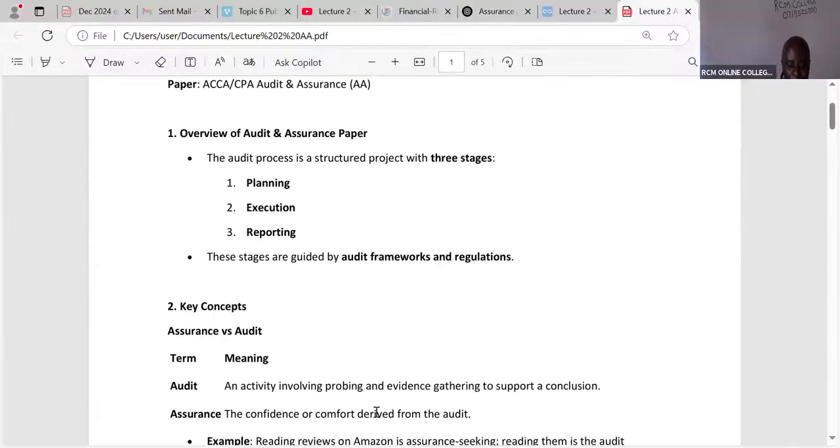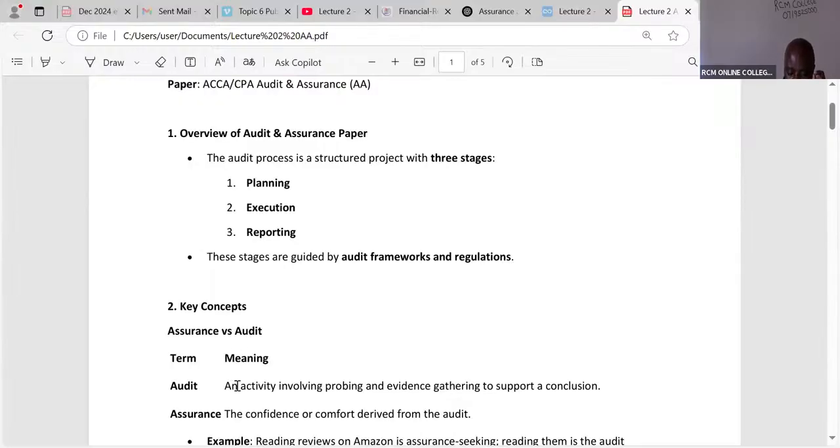When we talk of assurance versus audit, not many students, ladies and gentlemen, are able to differentiate between these two terms. Not many. I normally struggle with these two terms, even when I'm explaining them to my employees in my office, because there we train people from first principles until they become good auditors. So we have here assurance versus audit, and the meaning.